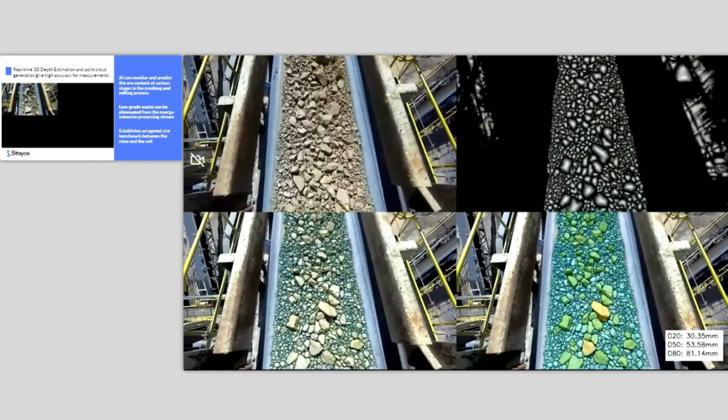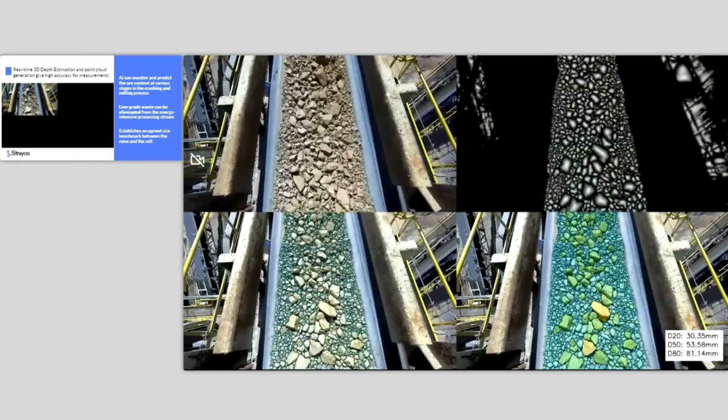At different stages, crushing and milling. If you have a low-grade waste that's coming, it can be eliminated from the very energy-intensive processing stream here. And you can also establish a benchmark for what size is being blasted and what is coming to the crusher and the further stages down the primary crusher now.